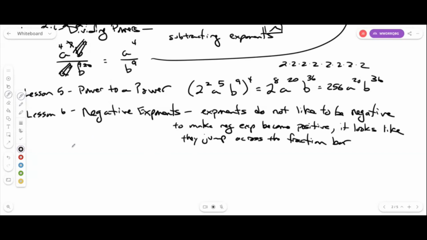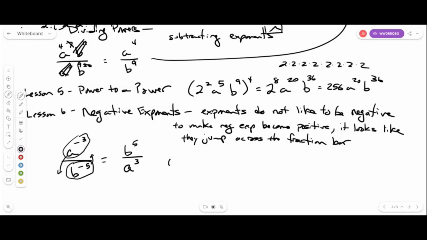So if I have a to the negative third over b to the negative fifth. This exponent wants to become positive, it has to jump to the bottom. This exponent wants to become positive, it has to jump to the top. So on the top, we have b to the positive fifth power. On the bottom, a to the positive third power. They just jump across the fraction bar to become positive.